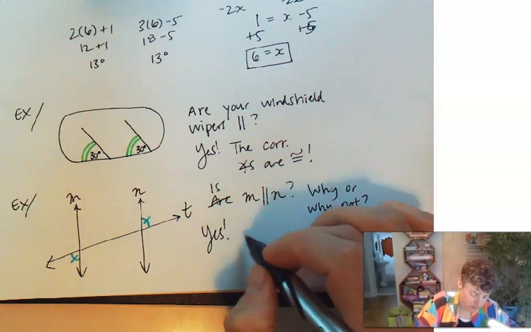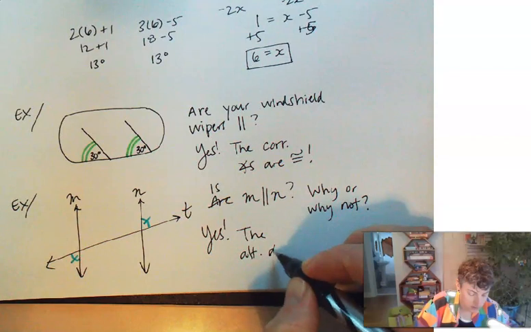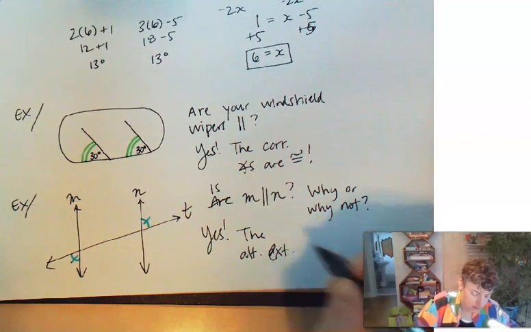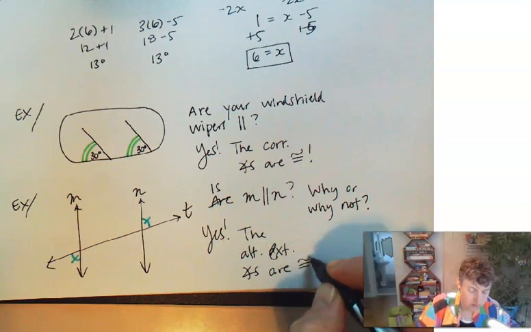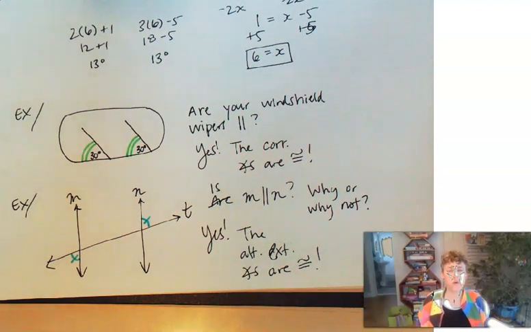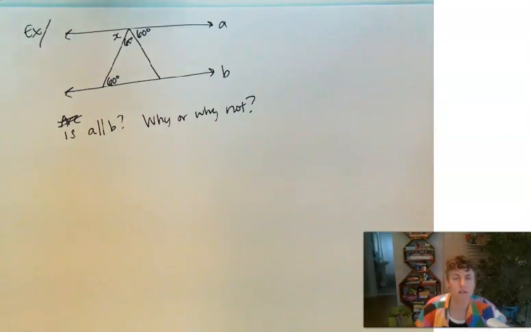And we know that if alternate exterior angles are congruent, then indeed the lines are parallel. Yes, the alternate exterior angles, exteriors with an E, are congruent. Wonderful, wonderful, darling. I think we've got it in us to do one more example. All right, here's our last example.